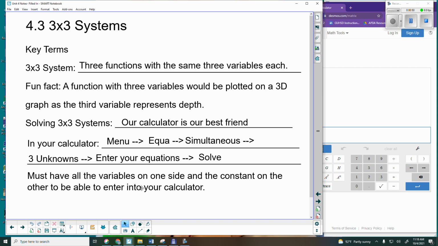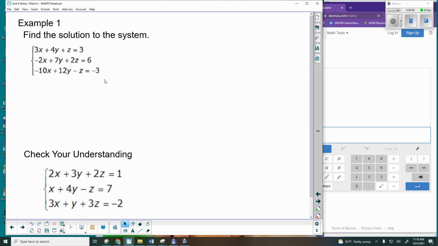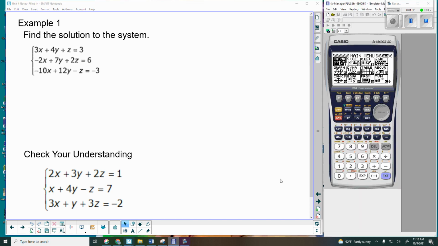You must have all the variables on one side and the constant on the other in order to enter it in our calculator. So, for example, find the solution to the system. So I'm going to do the first one in our classroom calculators, the Casio, and then the second one, I'll show you how to do this using Desmos.